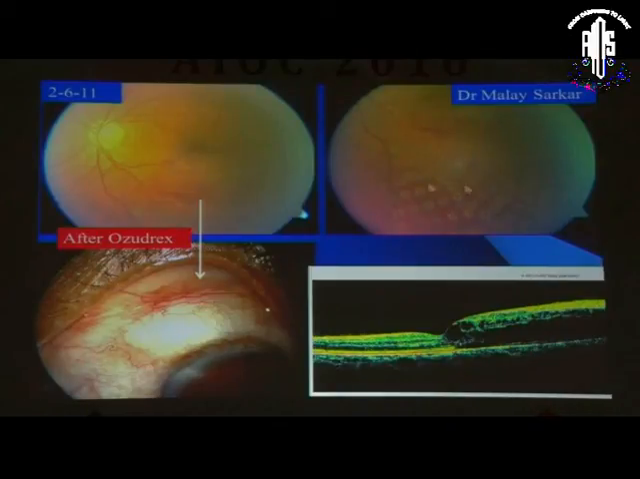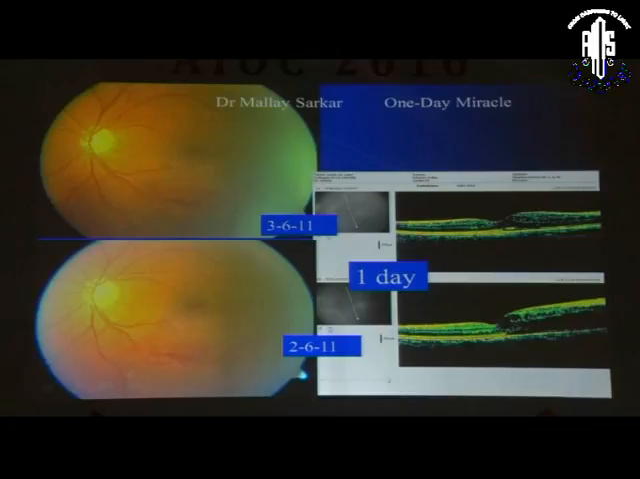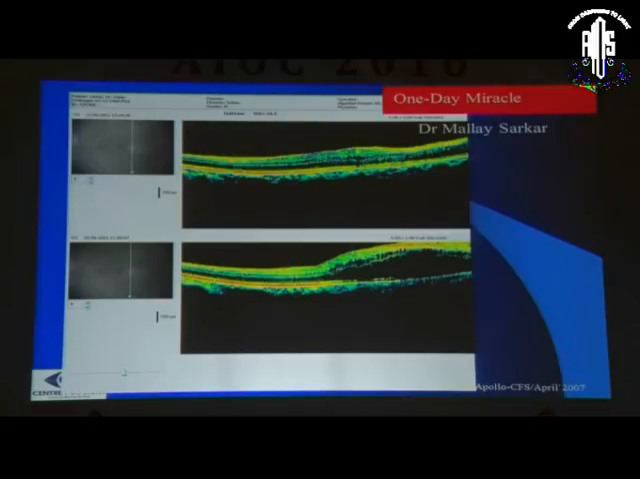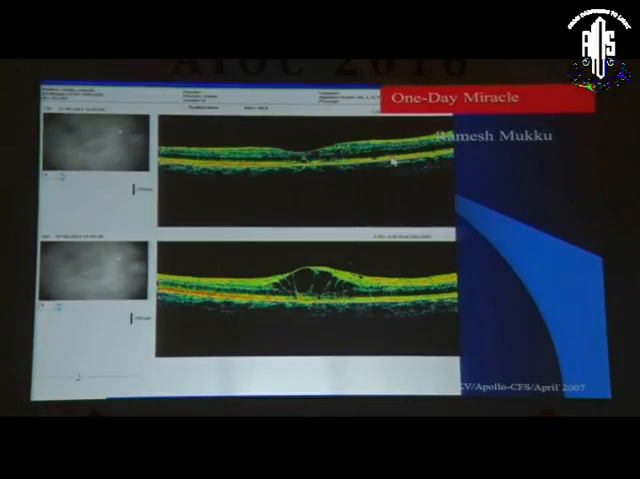This patient had a vascular block. He was already treated with Ozurdex and had a glaucoma surgery done because of that. Edema still persisting, and within 1 day, from 2nd June, it was given Lucentis, and 3rd June, the OCT came to immediately normal. And patient improved in vision also dramatically. So vascular block is one indication where the results are very dramatic. And this is what I call one-day miracle or one-day wonder. There's another patient who had, within 1 day from this picture to this picture.